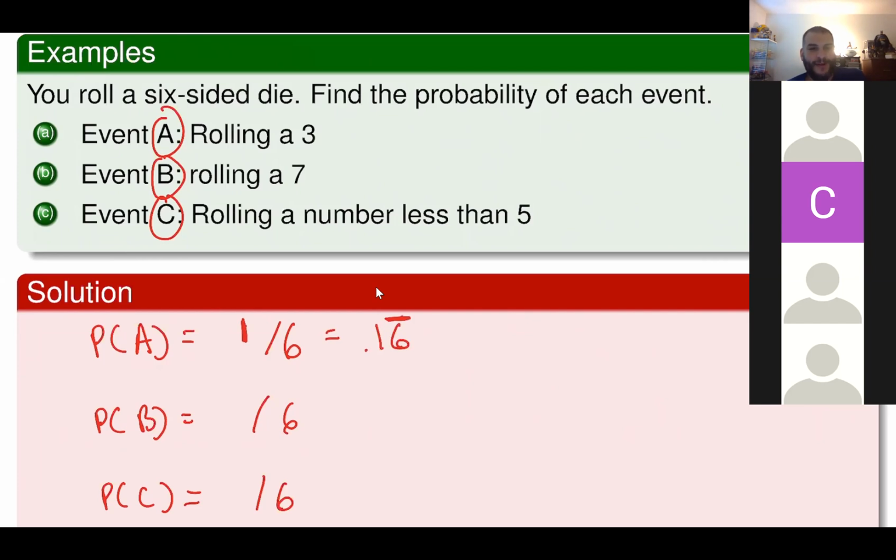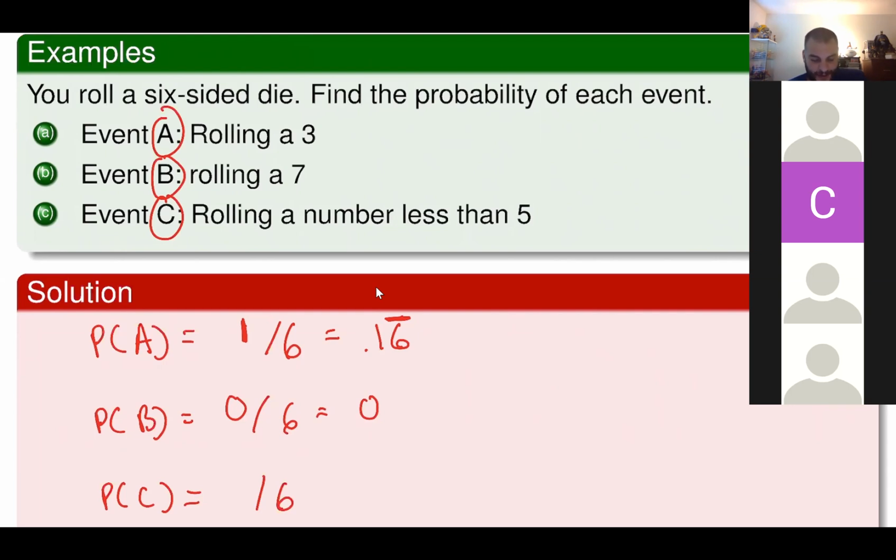All right, what is the probability of rolling a 7? Same as 0. It's pretty much impossible to roll a 7 if you have a 6-sided die, because a 6-sided die only goes from 1 to 6. It doesn't go all the way up to 7.